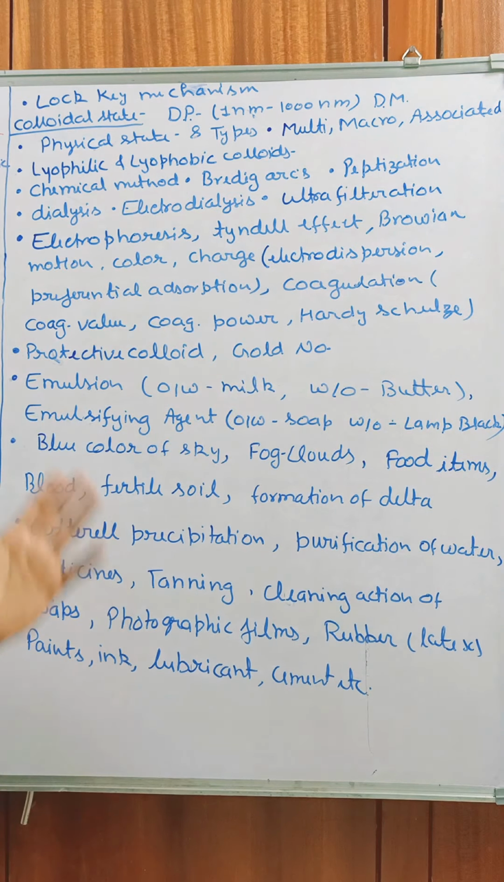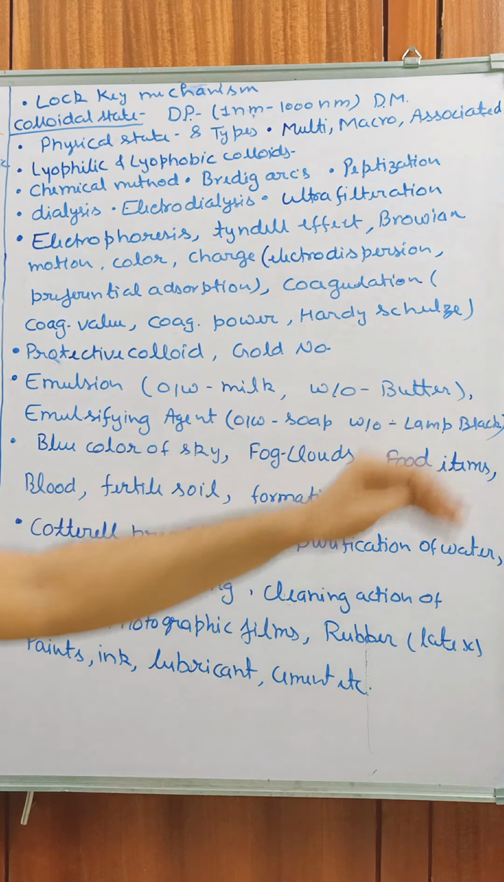Then we have the emulsion. What is an emulsion? A liquid-in-liquid colloidal system is called an emulsion. Oil in water, an example is milk. Water in oil, an example is butter.